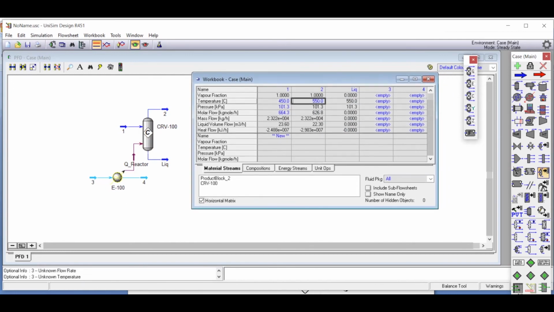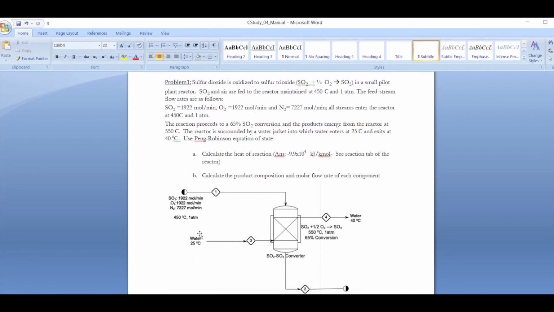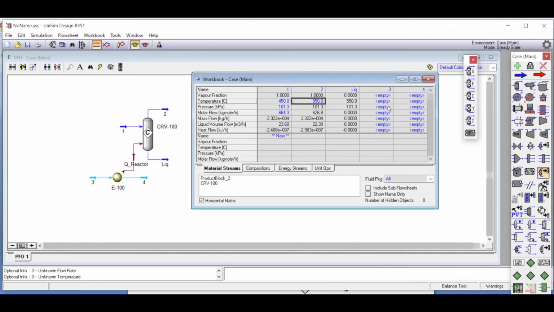Okay, now here you see, for the cooling water load, the water is coming in at 25 degrees Celsius and going out at 40 degrees Celsius, but the heat load is taking the entire heat load of the reactor, which has already been defined now. So for stream 3, the temperature will be 25 degrees Celsius, and of course the coolant water is at 1 atmosphere pressure.